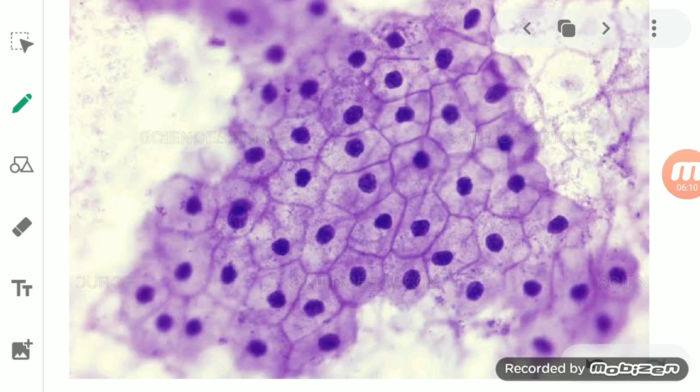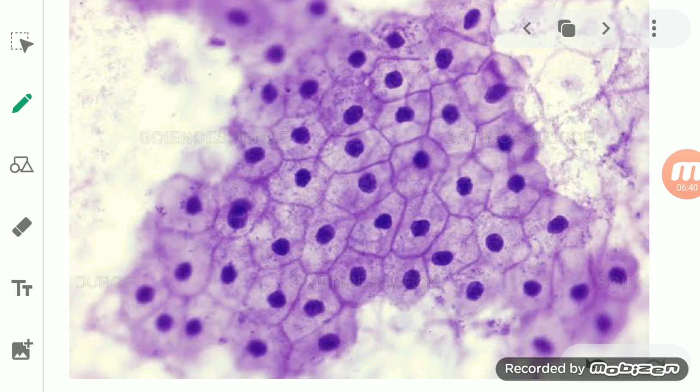It helps the epithelial tissue in giving nourishment, as well as helping in the diffusion process. So somehow this membrane helps that tissue in giving nourishment, as well as in diffusion. That's why the epithelial tissue lies on a non-cellular membrane, and that is the basement membrane.